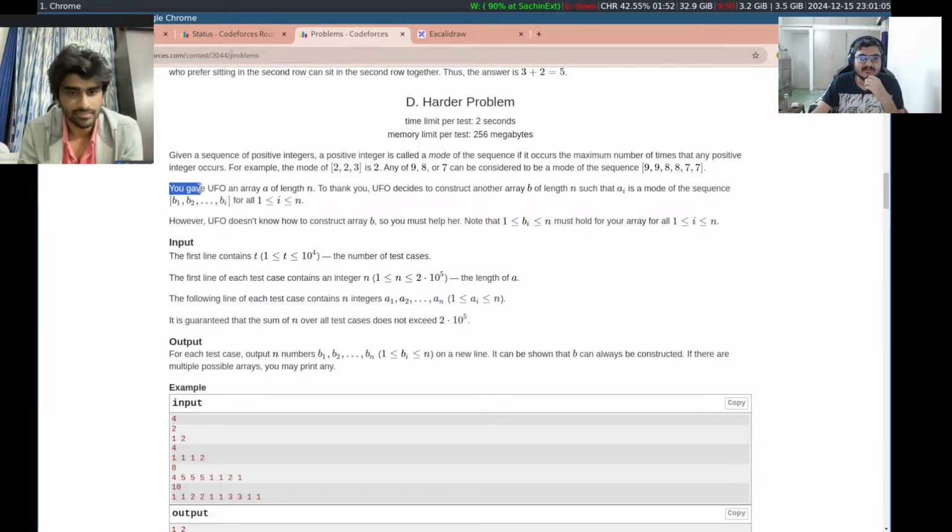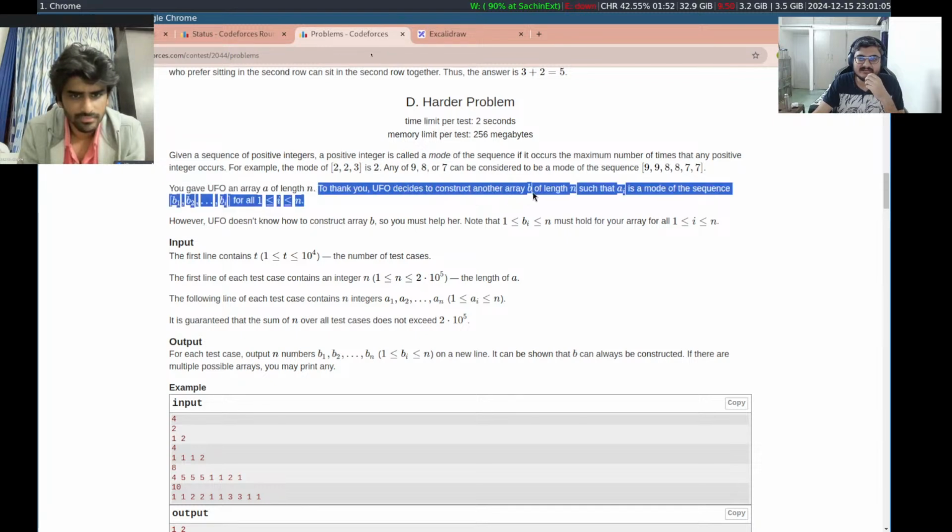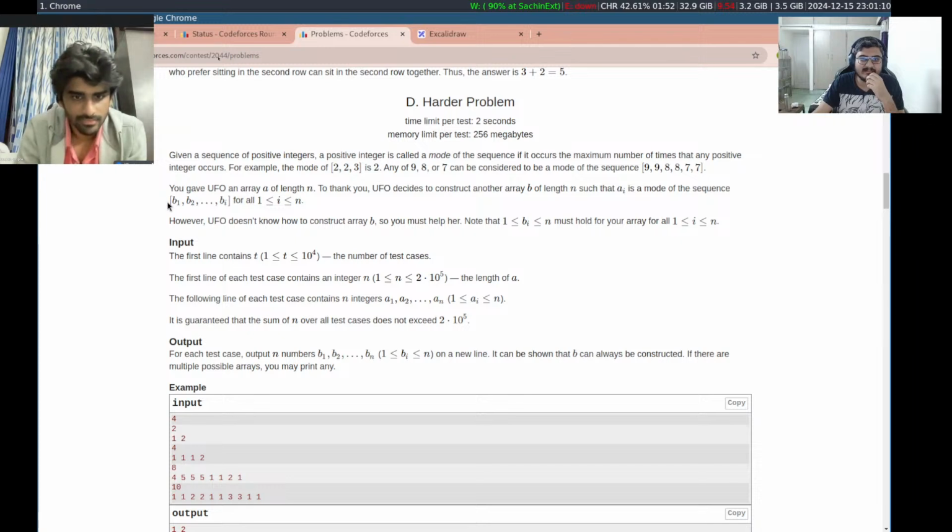You gave UFO an array A of length n. To thank you, UFO decided to construct another array B of length n such that A_i is a mode of the sequence B_1 to B_i. Basically, we have to find some sequence B_1 to B_n such that the mode of the first i elements would be A_i, and that's what is given to you. However, UFO does not know how to construct B, so you must help her. Note that B_i should be between 1 and n.